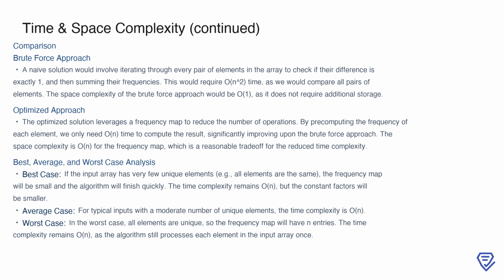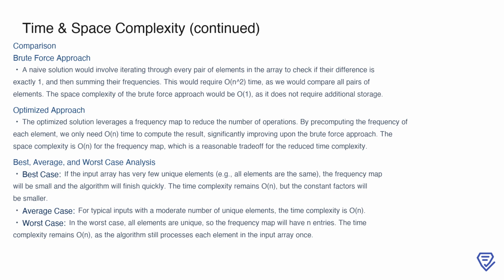In contrast, the optimized solution uses a frequency map to avoid redundant computations. By pre-computing the frequency of each element, we reduce the time complexity to O(n), while increasing the space complexity to O(n) due to the frequency map. This trade-off is highly favorable for larger inputs.